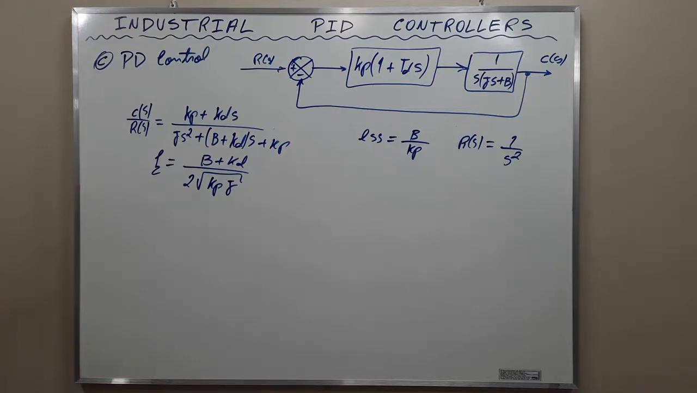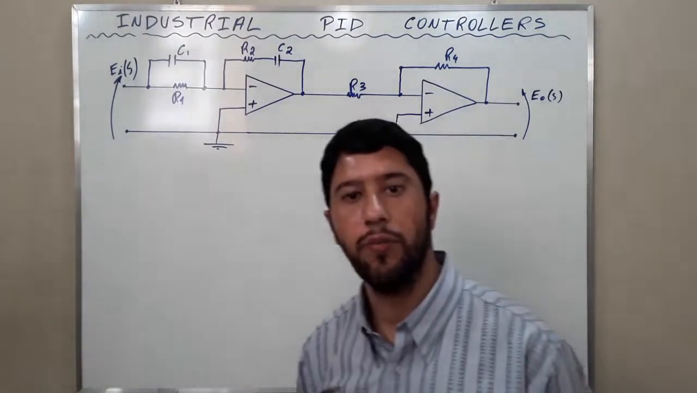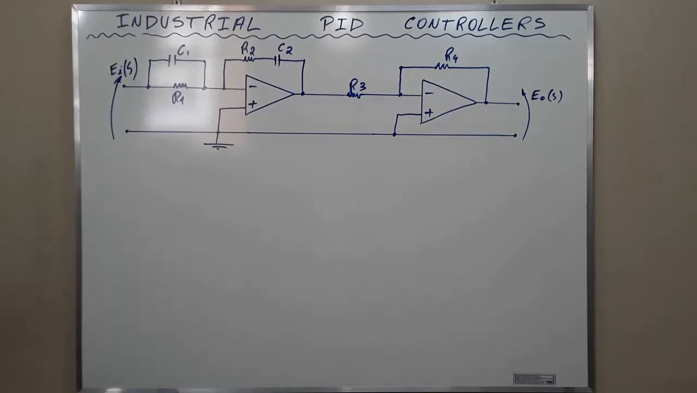Now let's implement a PID controller using 2 operational amplifiers, 2 capacitors and 4 resistors. Now let's implement an electronic PID controller. Observe the figure of the board. The PID controller has 2 operational amplifiers, 2 capacitors, and 4 resistors.